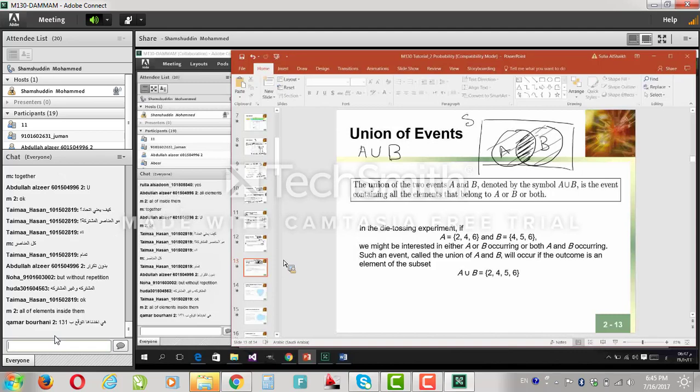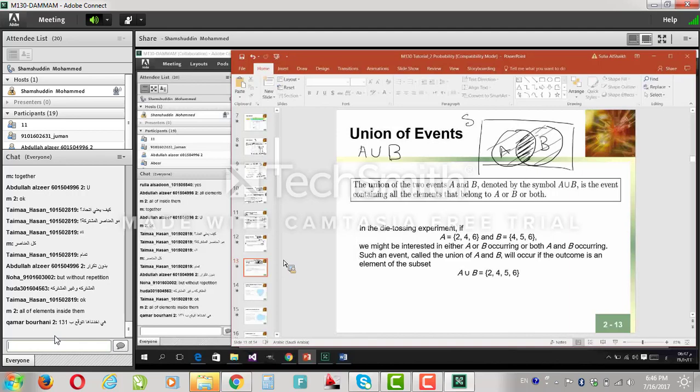In the example of die tossing, in M131 we were talking about sets. Now in probability I'm talking about sets that are events in the sample space. This is a special case of that.